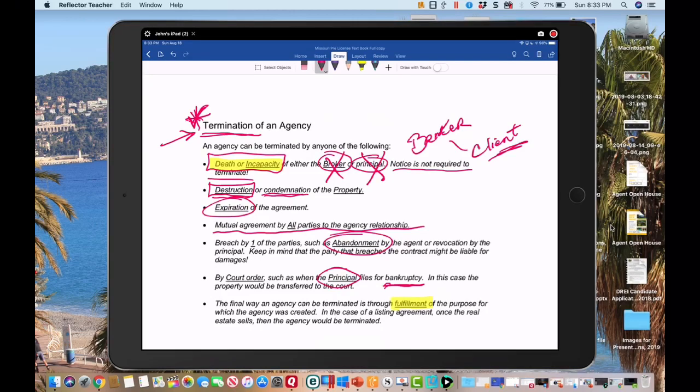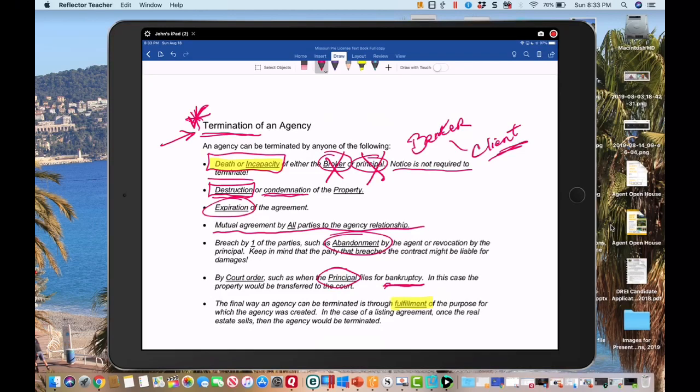Death or incapacity of either the broker or the principal; destruction of the property or condemnation, that's when the government takes the property; when the agency agreement expires; mutual agreement. Hey, John, I'd like to get out of my listing agreement. Sure, it's not a problem. I had that happen recently. A guy needed to rent his house. He needed the income. He wanted to get out of his listing contract. I voided it, canceled it, and so mutually we both agreed.